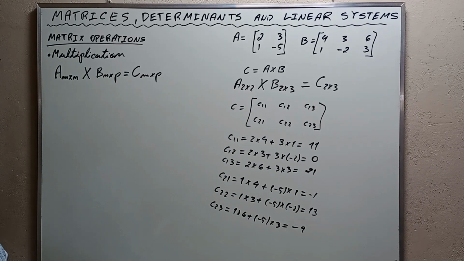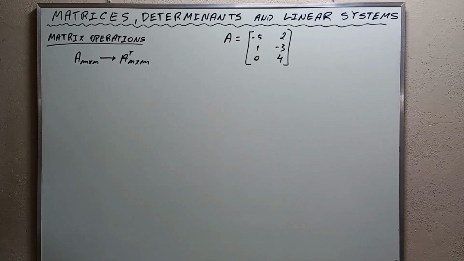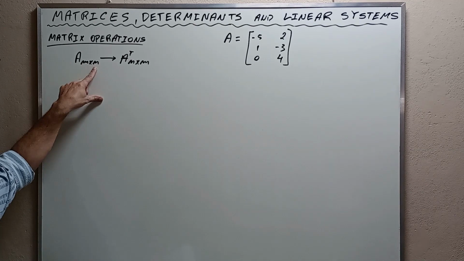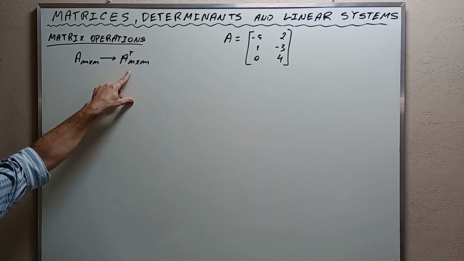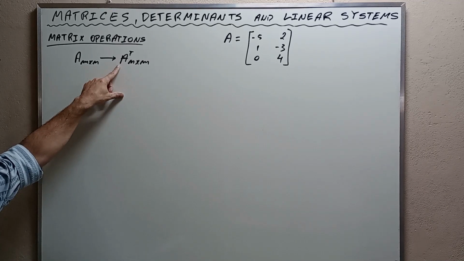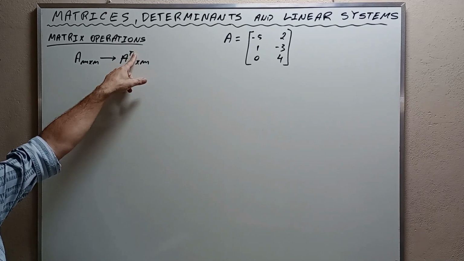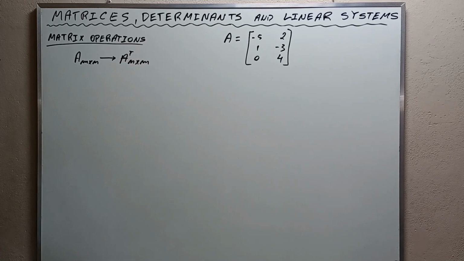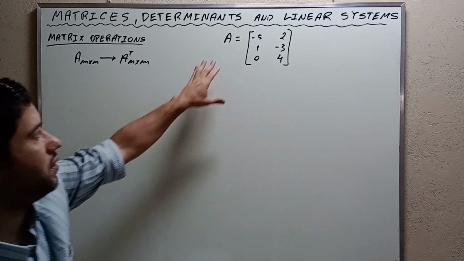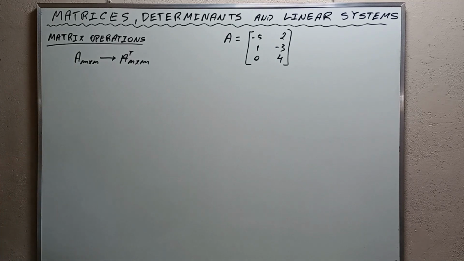Now let's see the transpose of a matrix. Given an m by n matrix, the transpose of A is an n by m matrix denoted by A to the T, whose columns are formed by the corresponding rows of A. Let's see an example. Let A be this matrix. We want to compute the corresponding transpose. How do we do it?